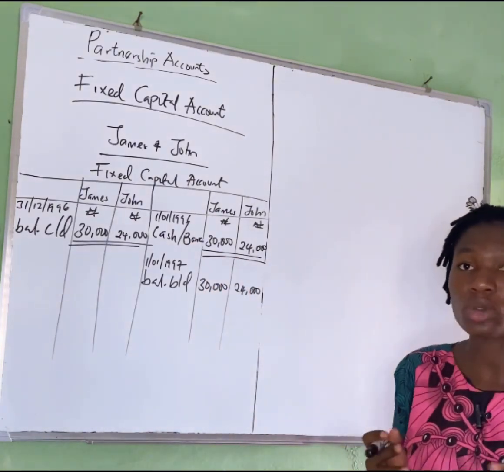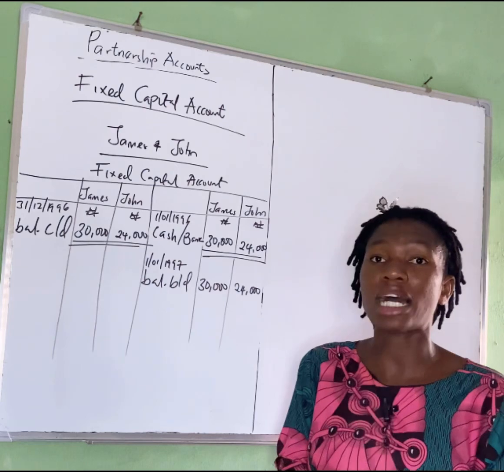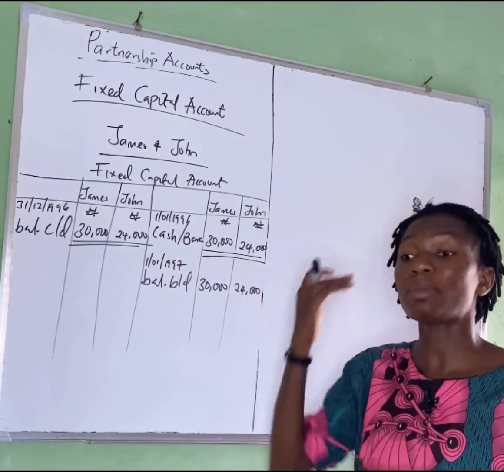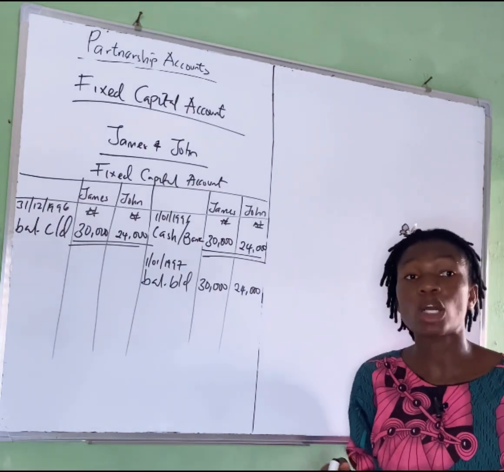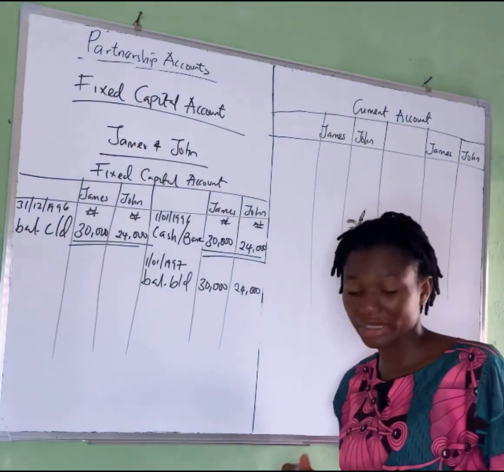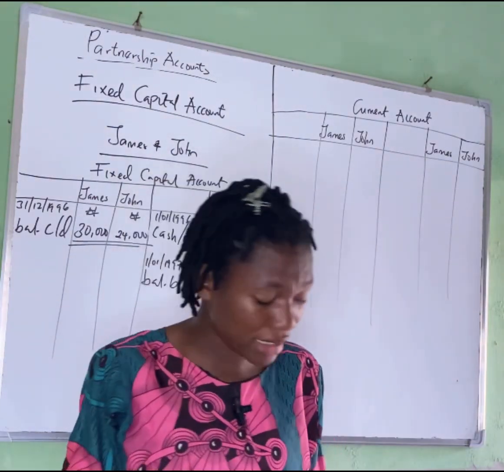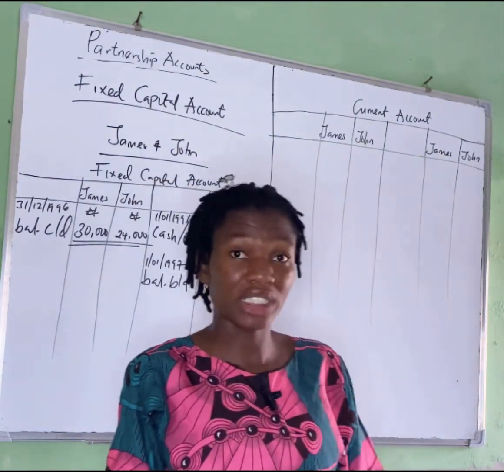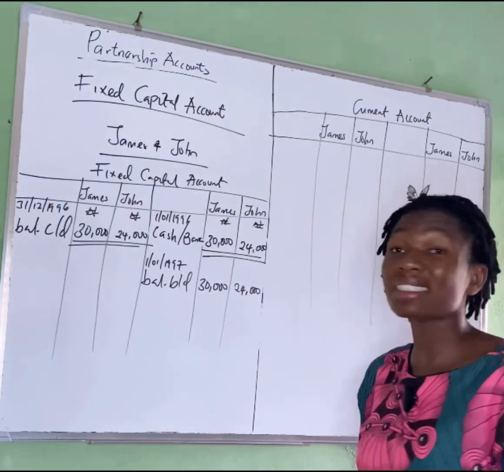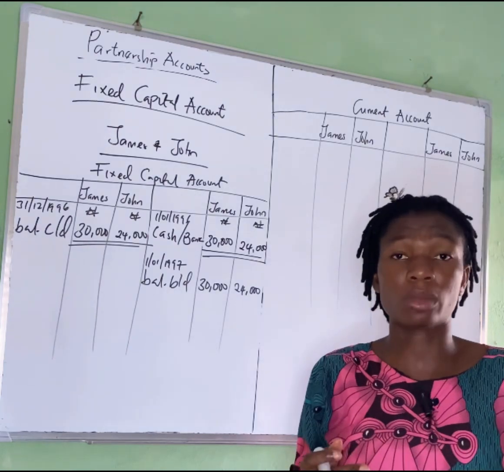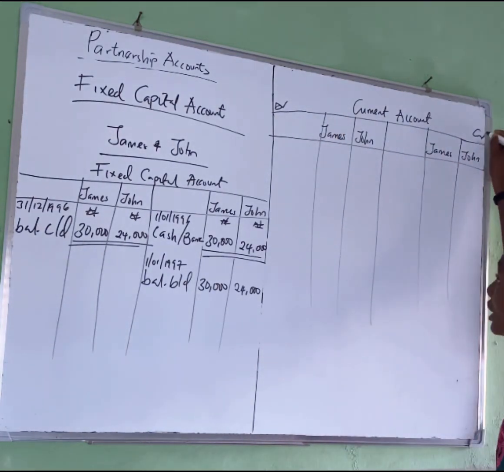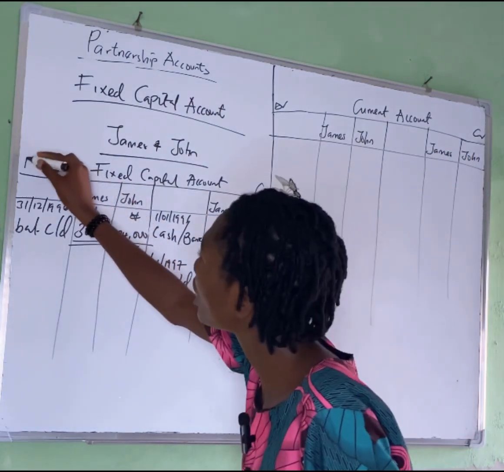Now the second aspect of the fixed capital account is the current account. Because we want to hold capital constant, every other thing that needs to affect capital will be treated in a separate account known as the current account. So this is our current account. Every other thing that can affect capital will be treated in this separate account. When we start, the first thing we bring here, according to our format, is the drawings. We'll be debiting. This is our debit side and then our credit side.